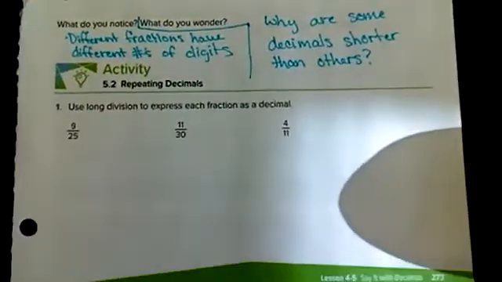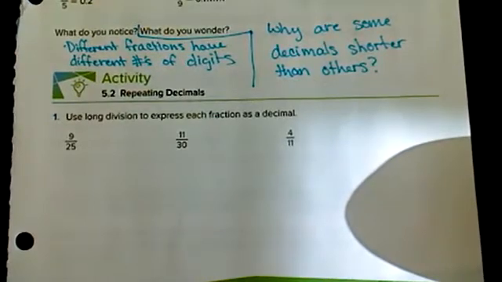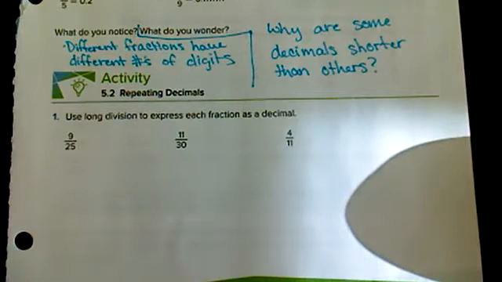So in looking at number 1, this is a section I would like you to try on your own. Use long division to express each fraction as a decimal. So we have 9/25ths, 11/30ths, and 4/11ths. I want you to pause the video and try to divide these on your own. All right, welcome back.